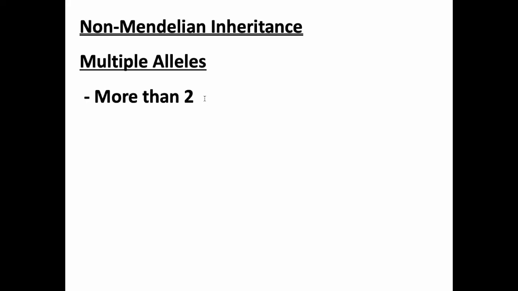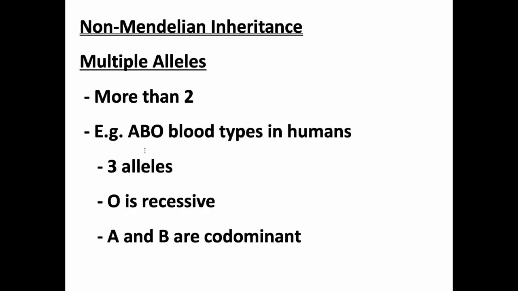There's nothing stopping them from being 3 or 4 or more than that. Multiple alleles refers to a situation where there are just more than two. There's a great example of this in humans, our blood types. So the ABO blood types in humans are, as the name implies, 3 possible alleles here. The A allele, the B allele, and the O allele, so 3 alleles here in this system.